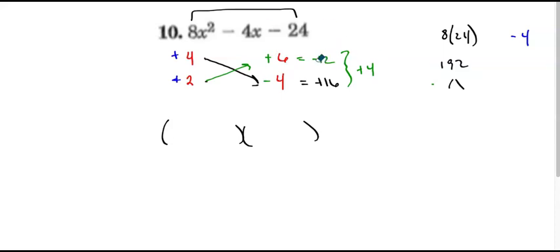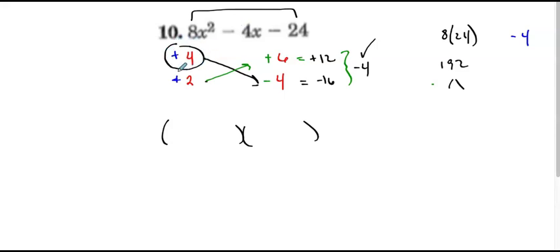Then, if I do that, let's see what happens now. +2 and +6 is +12. +4 and -4 is -16. And adding these up, I get -4. So check, there's my b term. Let's be careful here.